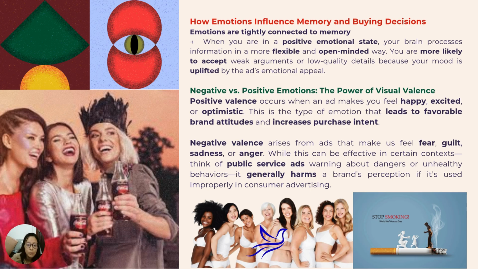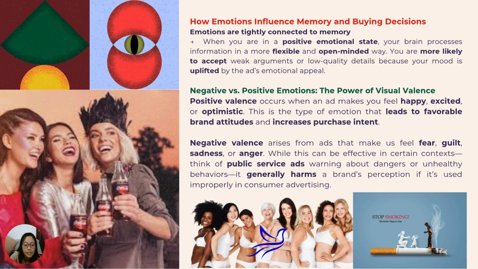Let's talk about emotional valence, a psychological term that describes whether emotion is positive or negative. Positive valence occurs when an ad makes you feel happy, excited, or optimistic. This is the type of emotion that leads to favorable brand attitudes and increased purchase intent. On the other hand, negative valence arises from ads that make us feel fear, guilt, sadness, or anger. While this can be effective in certain contexts, think of public service ads warning about dangers of unhealthy behavior, it generally harms brand perception if used improperly in consumer advertising.